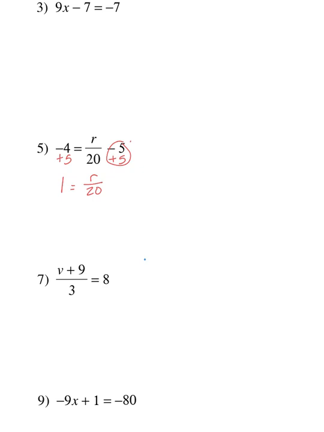And now I need to get rid of the divided by 20. So again, always doing the opposite. The opposite of dividing by 20 is multiplying by 20. And if I multiply one side by 20, then I need to multiply the other side by 20 as well. Okay, and so r divided by 20 times 20, this is going to cancel. And then I just have r left. And 20 times 1 is 20. And so that's my answer right there.